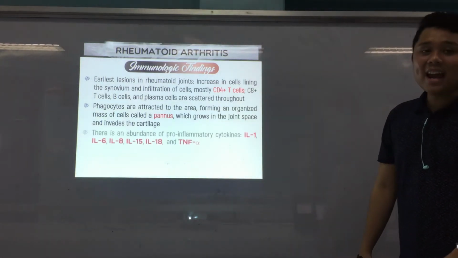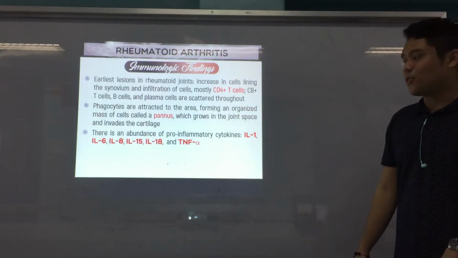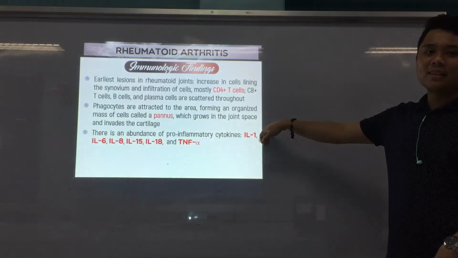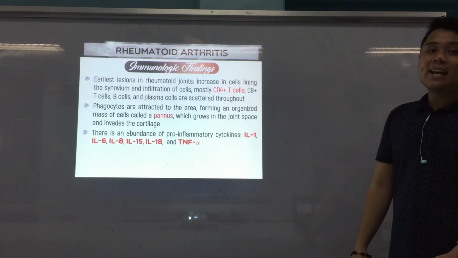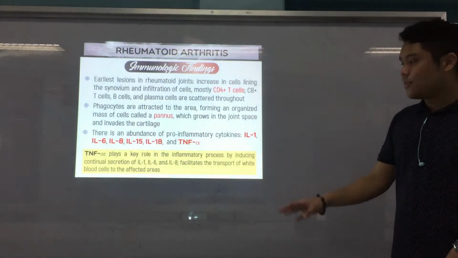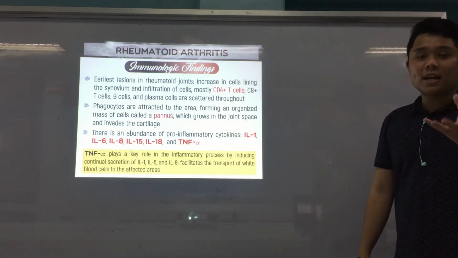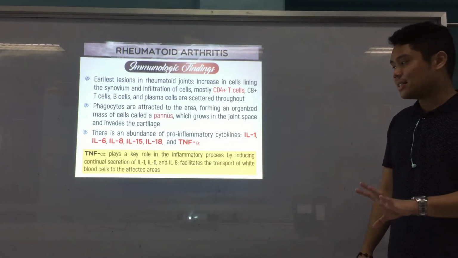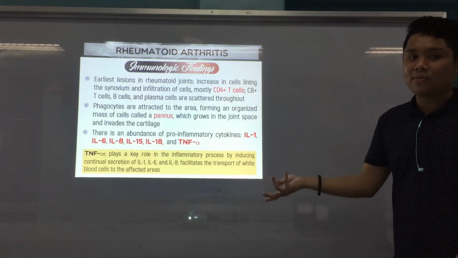And there is an abundance of pro-inflammatory cytokines. Very popular cytokines. You have IL-1, 6, 8, 15, 18, and TNF or tumor necrosis factor alpha. And tumor necrosis factor alpha plays a key role in the inflammatory process by inducing the continual secretion of IL-1, IL-6, and IL-8. It also facilitates the transport of white blood cells to the affected areas.